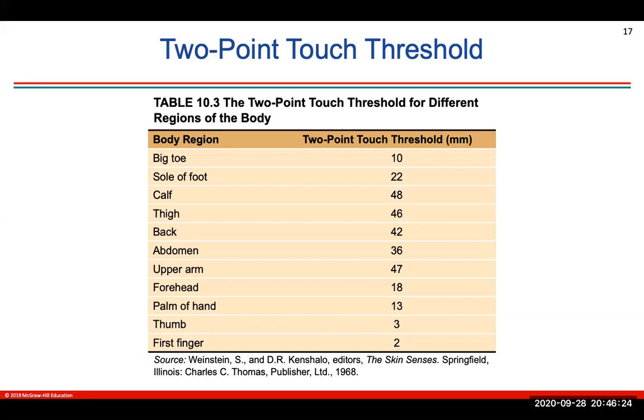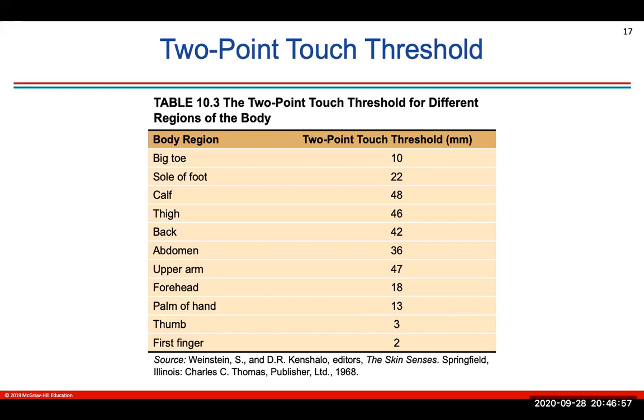And again, the 2-point threshold refers to how far apart 2 points need to be until you feel that there's 2 of them. When they're extremely close together, it'll feel like just 1 point, but as you slowly move the 2 points apart, you'll start to begin to feel 2 points, and that's called the 2-point threshold. So we'll start at the low end. Right away, your first finger, your thumb, your big toe, the palm of your hand, they have the lowest 2-point threshold. And you can do this in lab.